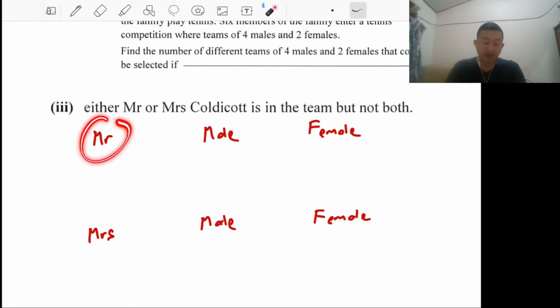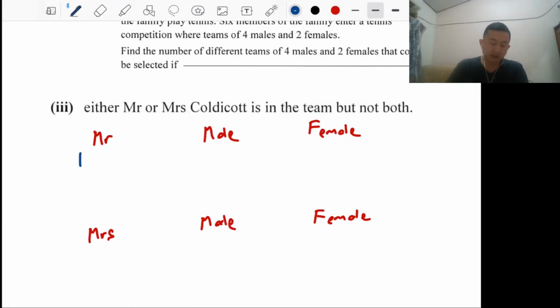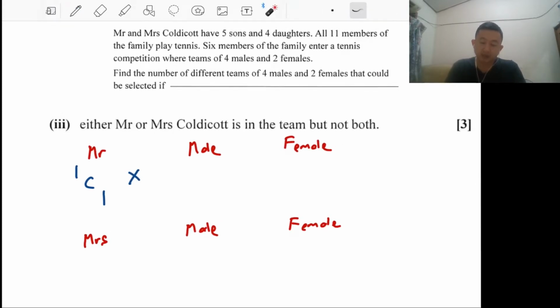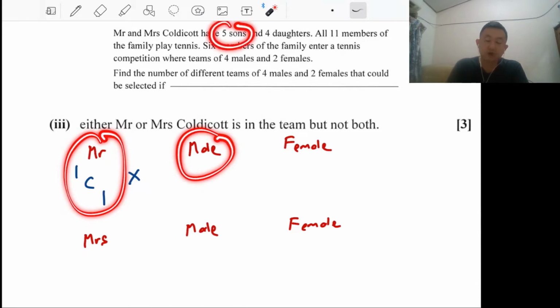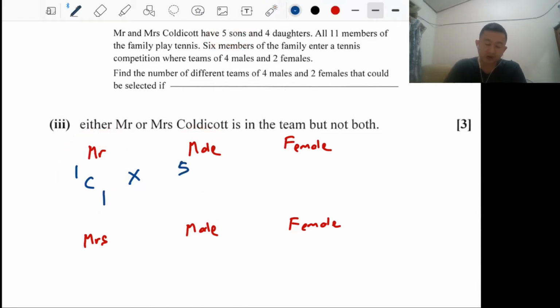So what happens if the dad is selected? Same thing, it has to be selected, so it's 1C1. Multiply. Okay, we look at the question again. Because the dad is selected, how many males are left? 5 more sons. So we put 5. Out of 5, because you need 4 male and one of them is the dad, you need 3 more for the male.